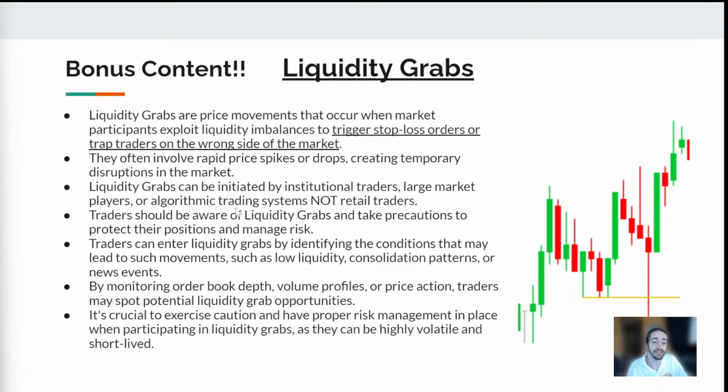But it's crucial to exercise caution and have proper risk management in place when participating in liquidity grabs, as they could be highly volatile and short-lived. So again, guys, we could have a liquidity grab down here, stop these people out, go higher, and we have to think, what are they thinking now? They're thinking, well, I should chase this higher, but what if we ended up reversing once we wicked the highs again? Now they're in another wrong trade, and we don't want that.